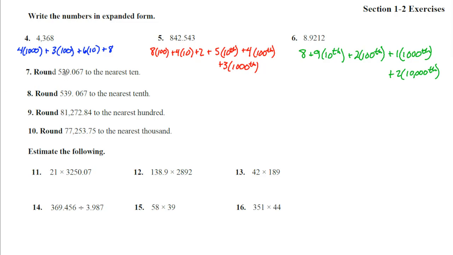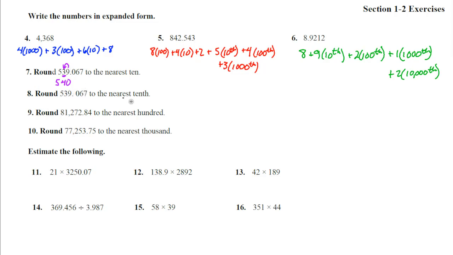Round 539.067 to the nearest 10. So we look at the tens place right there and say, is that closer to 5? It's between 530 and 540. So the debate is, will this be a 3 or a 4? And you'll see that 9 means that that guy's going to go up to a 4, 540. And once you round to the nearest tens place, 530 or 540, then you don't need the decimals behind it.